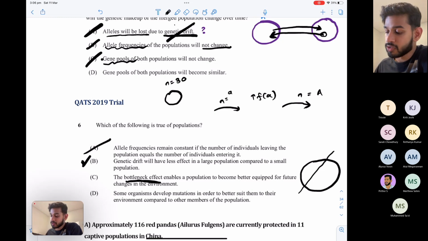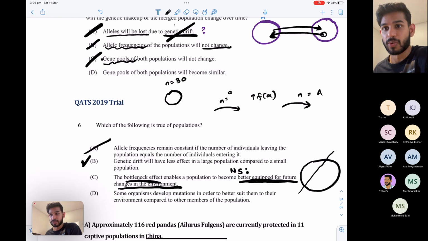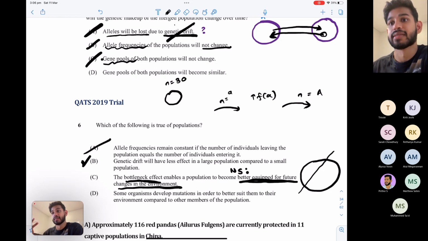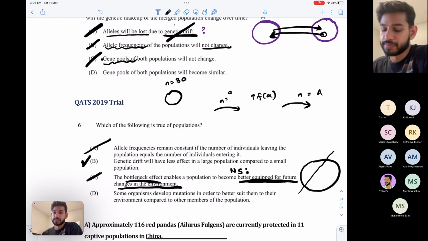It has nothing to do with natural selection, which is the process that allows organisms to be better equipped to handle changes in the environment. Right? Natural selection is what allows that to happen. It selects organisms with favorable traits who will now be able to survive better against that selective pressure in the environment. So C is not an answer.